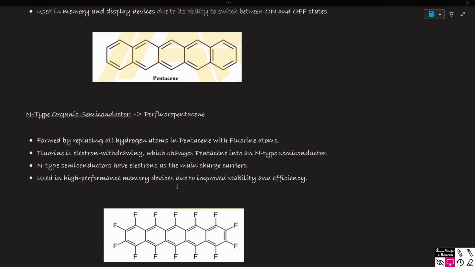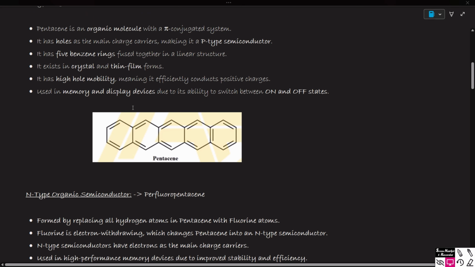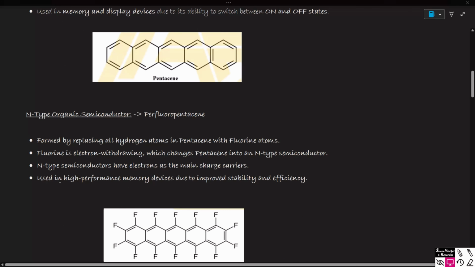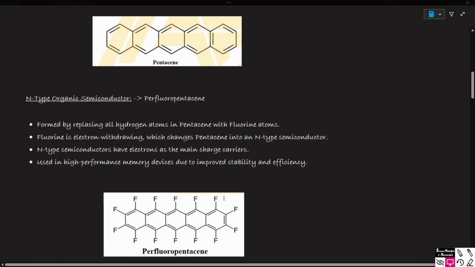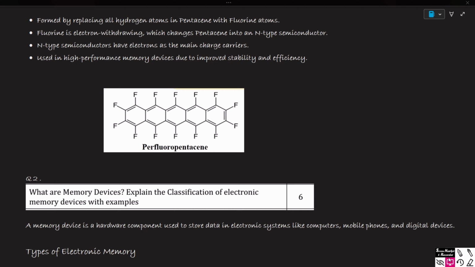In n-type organic semiconductors, electrons are the main charge carriers, and in p-type, holes are the main charge carriers. These are used in high performance memory devices due to their stability and efficiency. The stability is more in n-type compared to p-type. Coming to the next question.